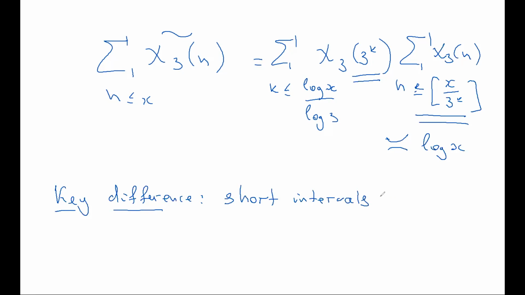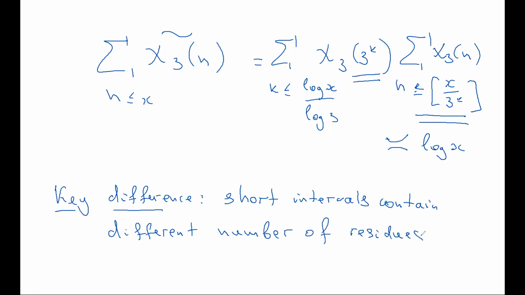So the key difference between function field and number field in this formulation is that the short intervals contain different numbers of residues mod, say, some prime. But in general, these are exactly the same statements, morally speaking. These are exactly the same extremizers.